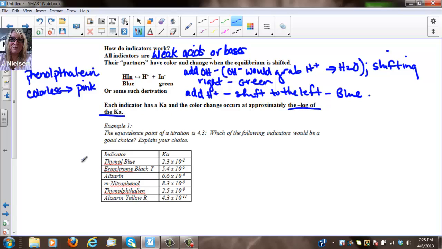So for example, the equivalence point of a titration is 4.3. So you've got a pH equal to 4.3. And they want to know what indicator would be a good choice. And all you're given is the Ka values.